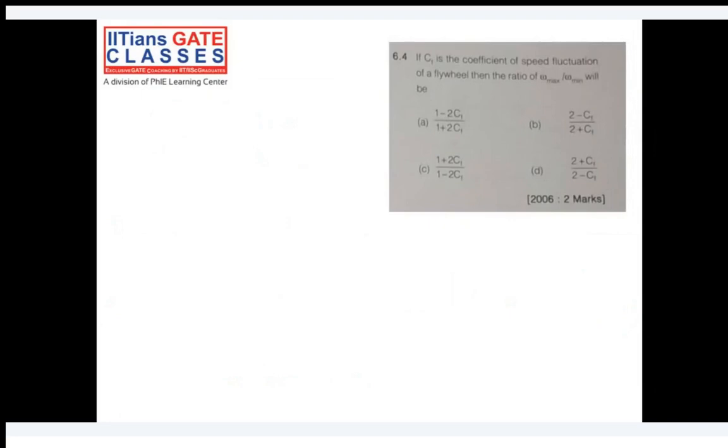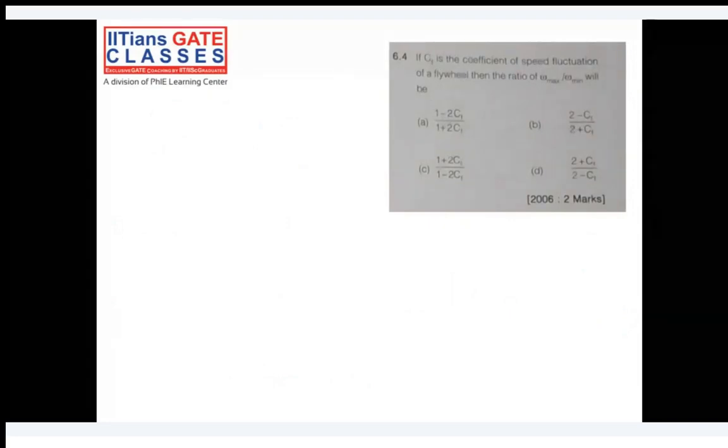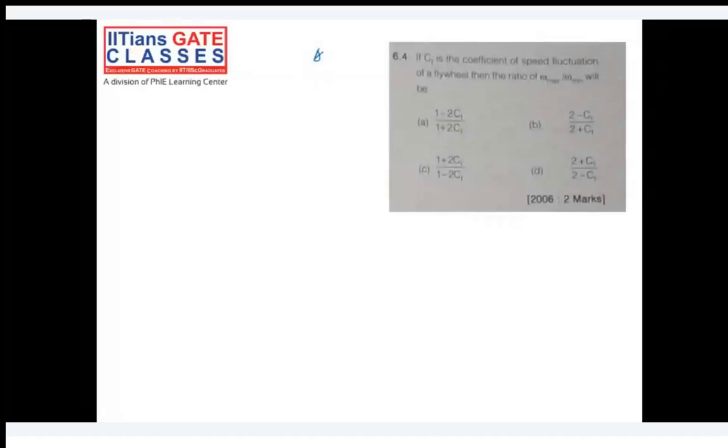So take this question. This is also a very simple question from GATE 2006. CF is the coefficient of speed fluctuation of the flywheel. Coefficient of speed fluctuation means delta omega by omega. This is your CF. Then the ratio of omega max to omega minimum will be, okay, this is the question. I'll give you 2 minutes to solve. If you are unable to find the answer, then I'll help you.